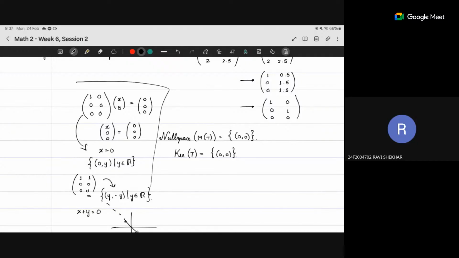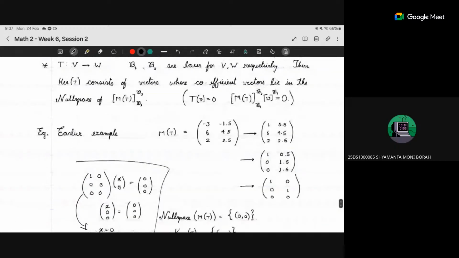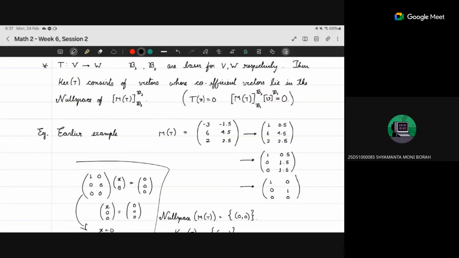Yes, sir. Is that okay? Number of independent variables is equal to the nullity of the matrix. And nullity of the matrix is the same as the dimension of the kernel because of the correspondence that we have said: the kernel of T consists of vectors whose coefficient vectors lie in the null space.